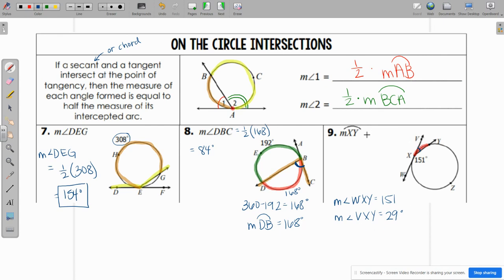So that means in order to get the measure of arc XY, we need to double the measure of the angle because this is the intercepted arc, it's double the angle. So 2 times 29 is going to be what? 58 degrees.